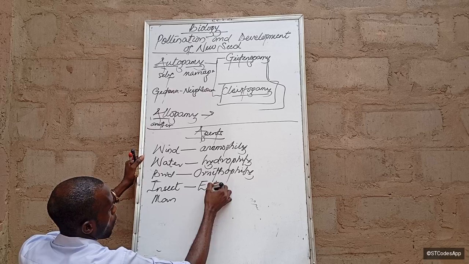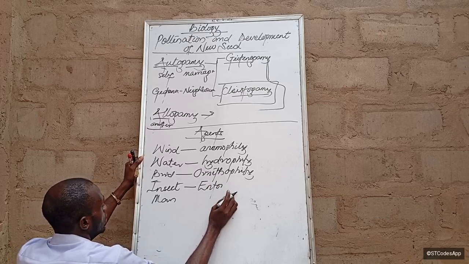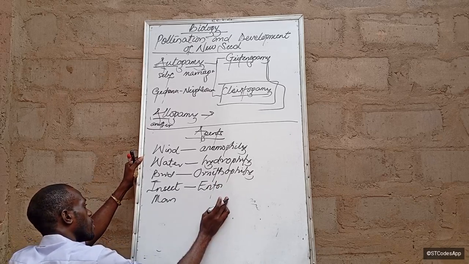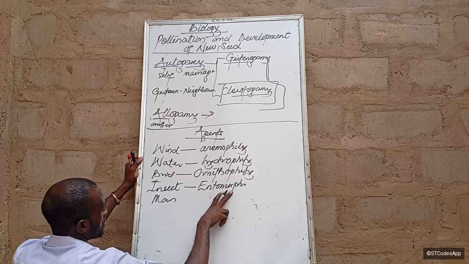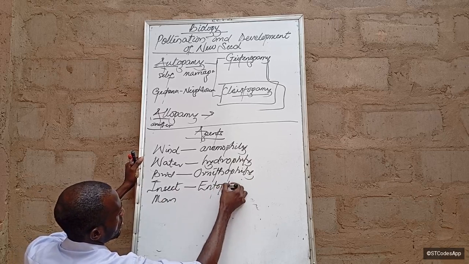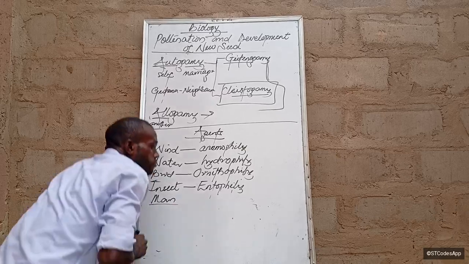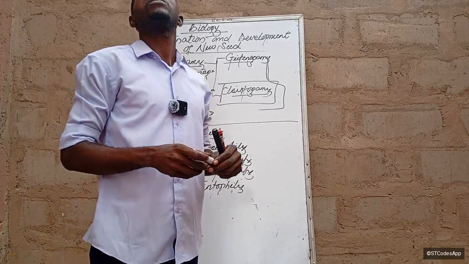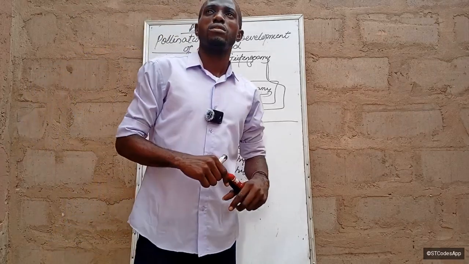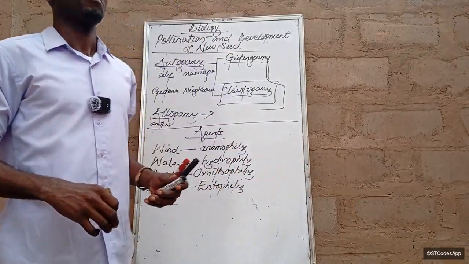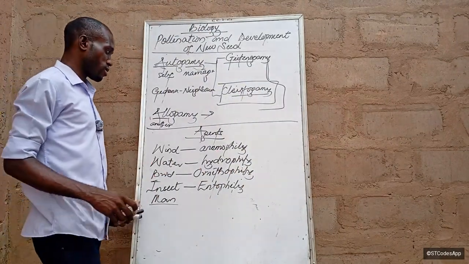Insect, entomophily. I think it's entomophily, since entomo means insect. That is insect pollinated. Then man-pollinated flower. I think that would be like human is anthropo. Okay, just know that these are the agents of pollination.